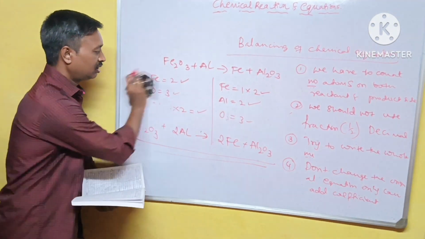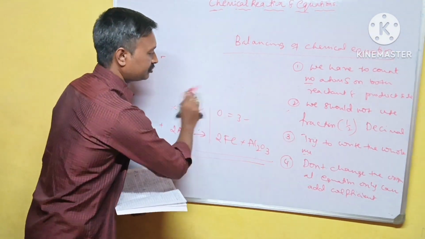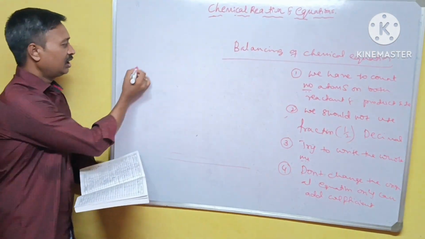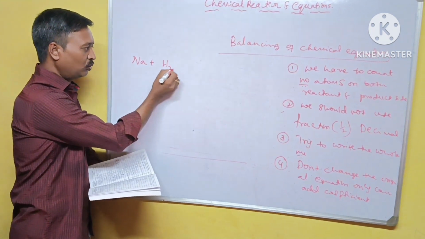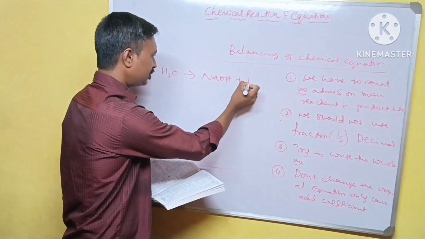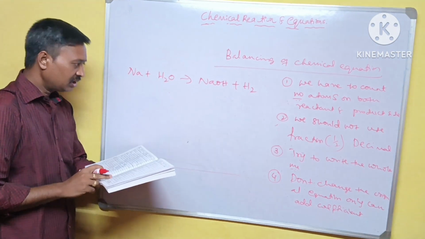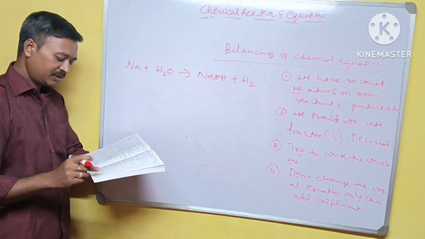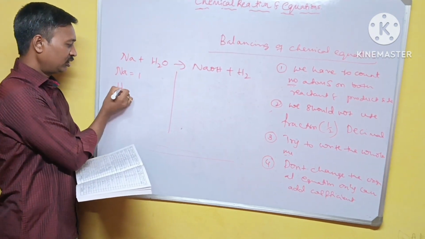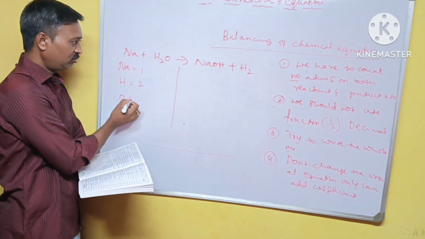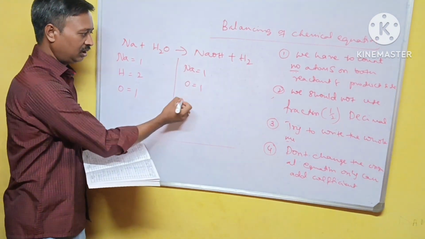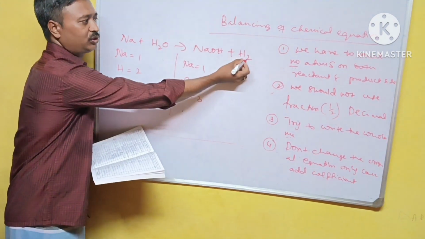Clear? Next, the last one of today's class. Na plus H2O gives NaOH plus H2. Count the numbers. Na how much? 1. Hydrogen how much? 2. Oxygen how much? 1. Na 1. Oxygen 1. Hydrogen 3. 1 plus 2, 3.